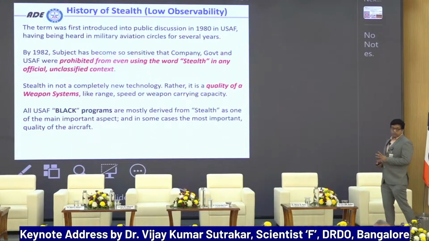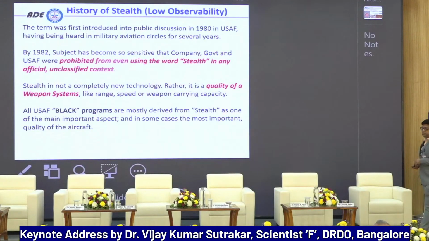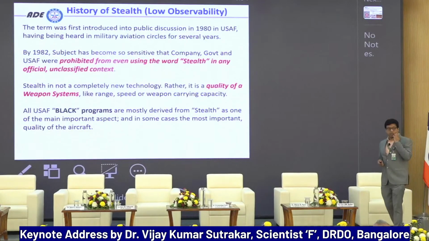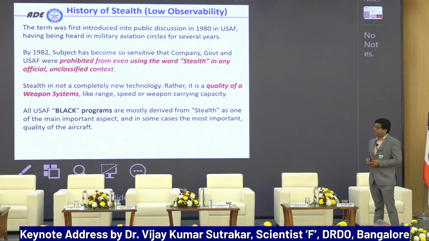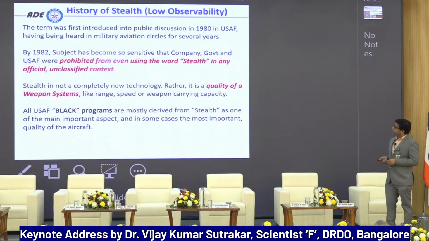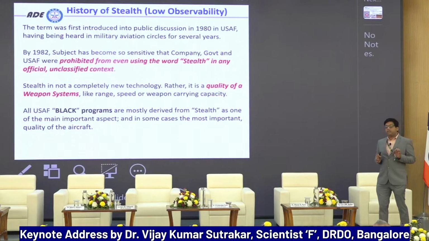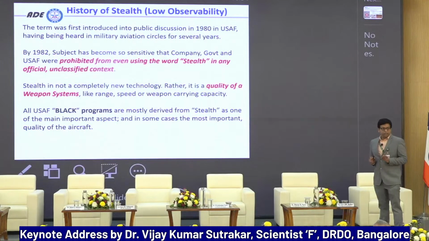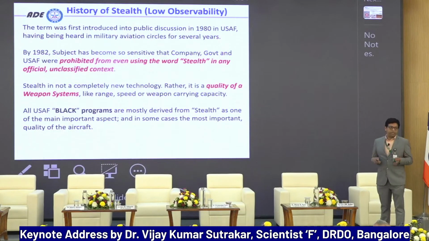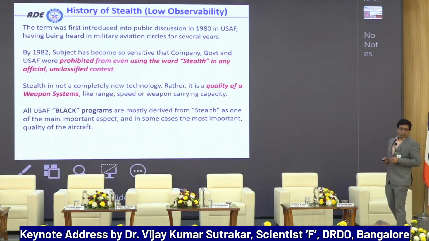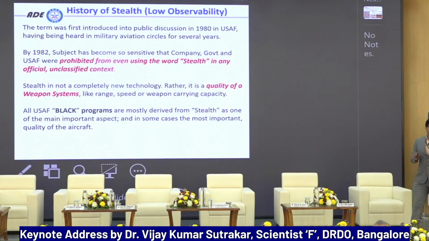So this word came into public discussion around 1980, when the US Air Force launched a program which is now called the F-22 Raptor aircraft. The word is known to us, but around 1982 it became so sensitive that wherever we write stealth in any document, it is categorized as classified, not accessible to the general public. Roughly in 1982 this domain of stealth became very sensitive, because a few programs were launched by the US Air Force at that time.